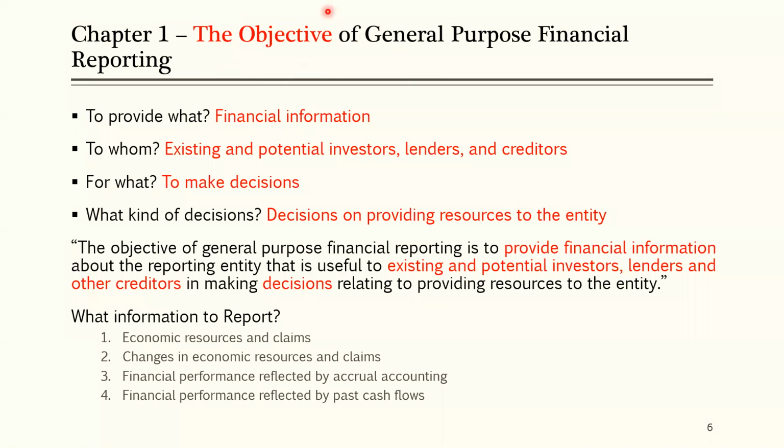What should be the objective of such general purpose financial statements? To provide what? To provide financial information, right? Providing financial information is our objective. To whom? There are 3 parties specially recognized here: existing and potential investors, lenders and creditors. These 3 parties we identify as what? The primary users, right? We call them the primary users.